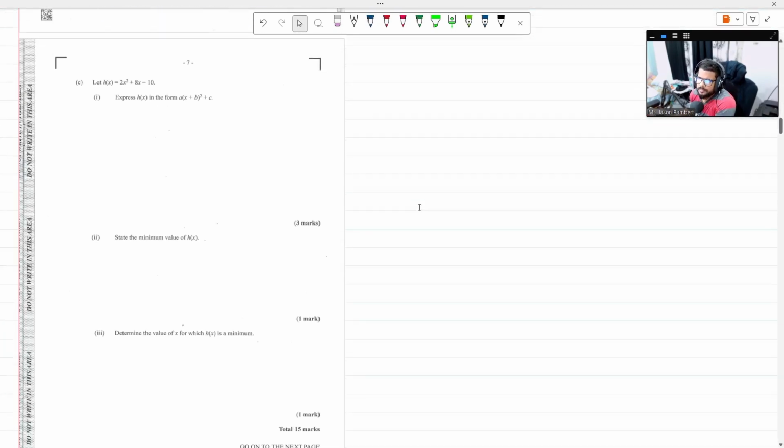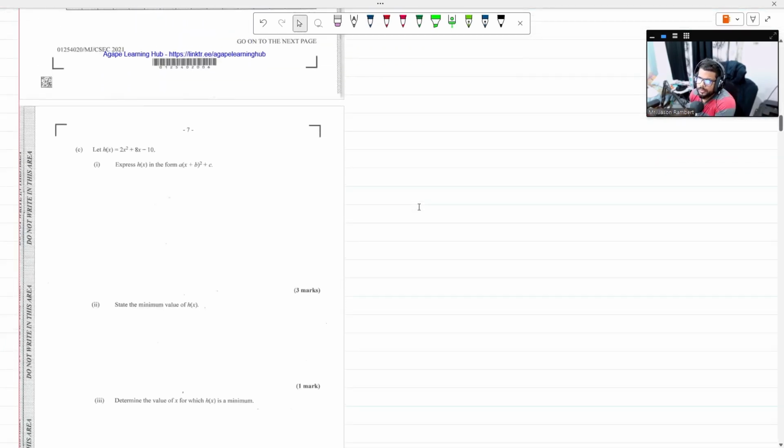Part C. All right, express. So we want to complete the square. So I'll have 2x squared plus 8x minus 10. 2 into, well, I'm going to do it step by step, right? Put all the x terms in the bracket. 2x squared plus 8x. Leave a big space, minus 10.